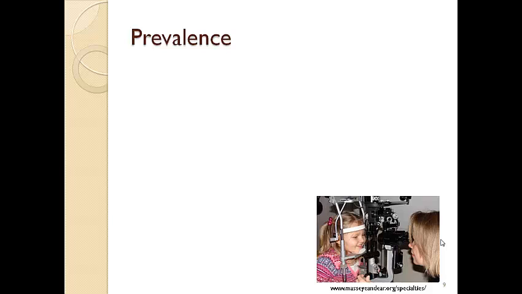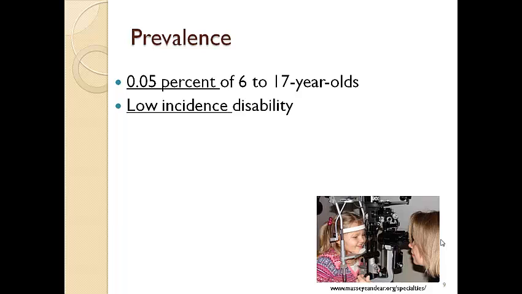Prevalence. If we go back to the chapter where we talked about low incidence and high incidence disabilities, based on that definition, we will see that blindness is one of the least prevalent disabilities in children. About 0.05% of the 6 through 17-year-old student population is classified by the federal government as visually impaired, and this again includes blindness and low vision. Blindness is a low incidence disability, and it's 10 times more prevalent in adults than in school-age children.